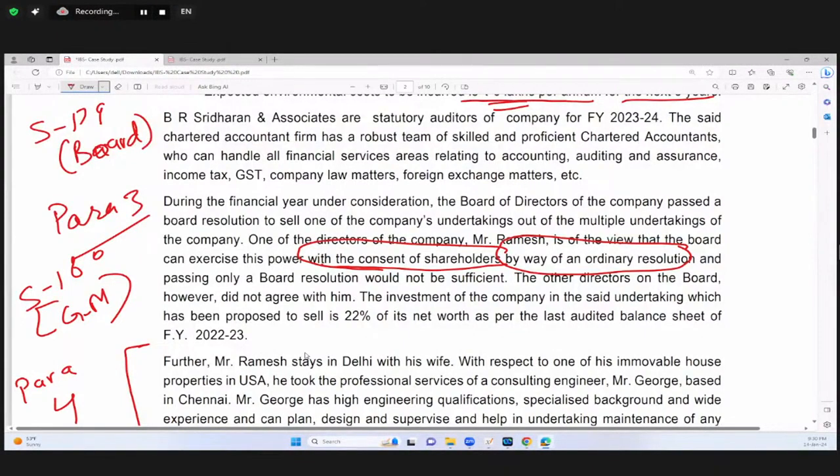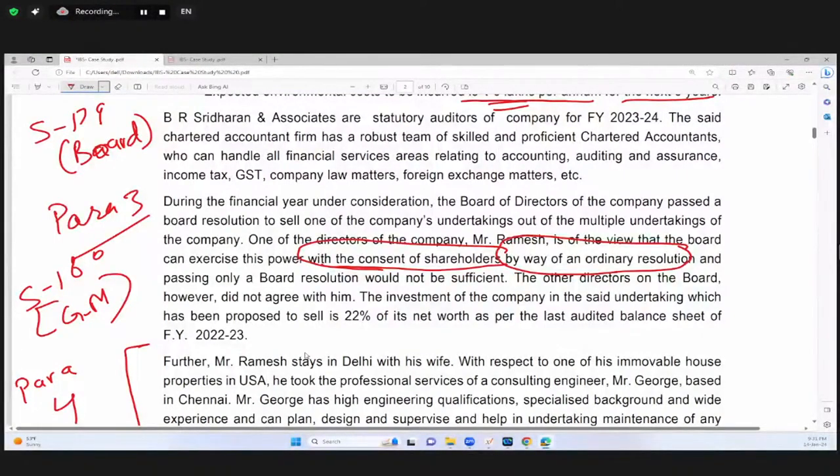That two resolutions कहाँ पास हो सकते हैं? Only at the general meeting. General meeting किसकी होती है? General meetings होती है शेयर होल्डर्स की. Okay, तो there are certain items, उसके लिए we have to go to the shareholders for their approval.